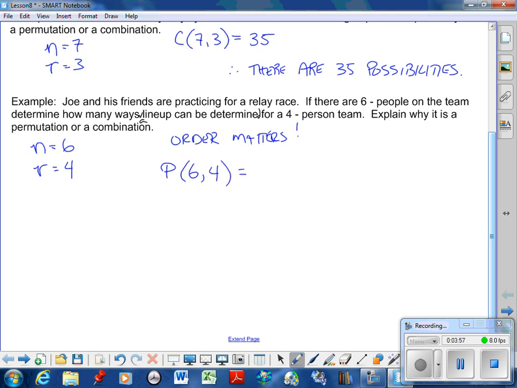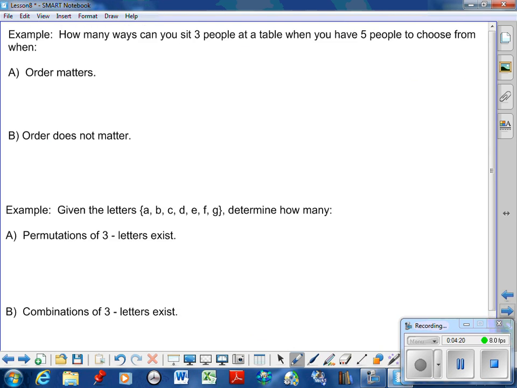So if this team is trying to figure out lineups, when it goes to do the calculation, there are 360 different lineups. Order mattered, so therefore it was a permutation. Okay, so how many ways can you sit 3 people at a table when you have 5 people to choose from? Does order matter? Well, in part A, it's telling me order matters. So it must be important who gets sat first. If order matters, it's simply a permutation.